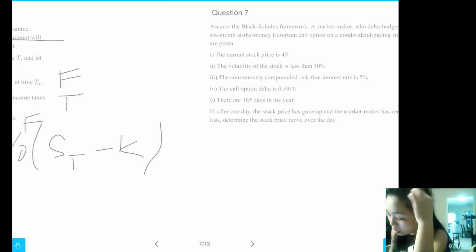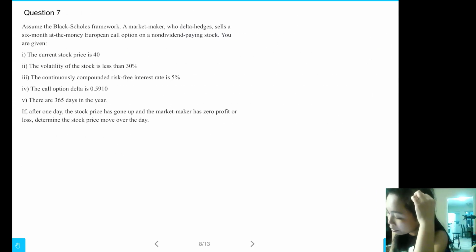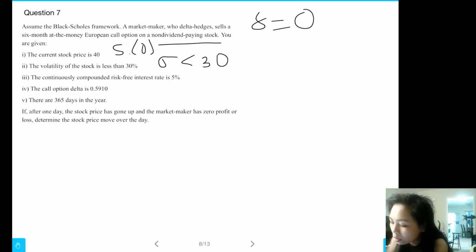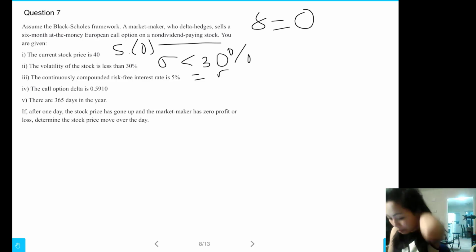Alright, question 7. Assume the Black-Scholes framework. A market maker who delta-hedges sells an at-the-money European call option on a non-dividend-paying stock. So this means delta (the dividend yield) is equal to 0. You are given the current stock price S0 is 40, the volatility sigma is 30%, the continuously compounded risk-free interest rate r is 5%, the call option delta is 0.5910, and there are 365 days in the year. If after 1 day the stock price has gone up and the market maker has 0 profit or loss, determine the stock price move over the day.